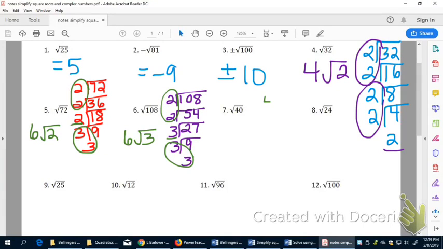So number 7, whenever you break it down, a lot of you went by 2s.